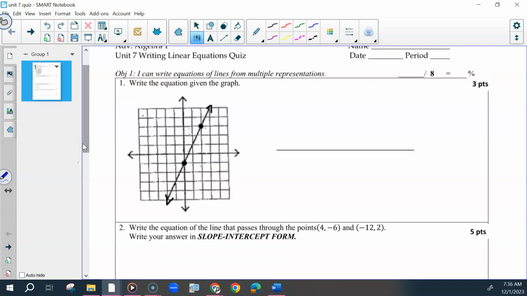For number 1, you had to write the equation given in slope-intercept form. So that should have been y equals 2x minus 1. Make sure you are fixing any mistakes you have so you don't make the same mistakes on the test. So the 3 points were, did you get the right format? Did you get the right slope and simplify it? And did you get the right y-intercept? Questions on that?